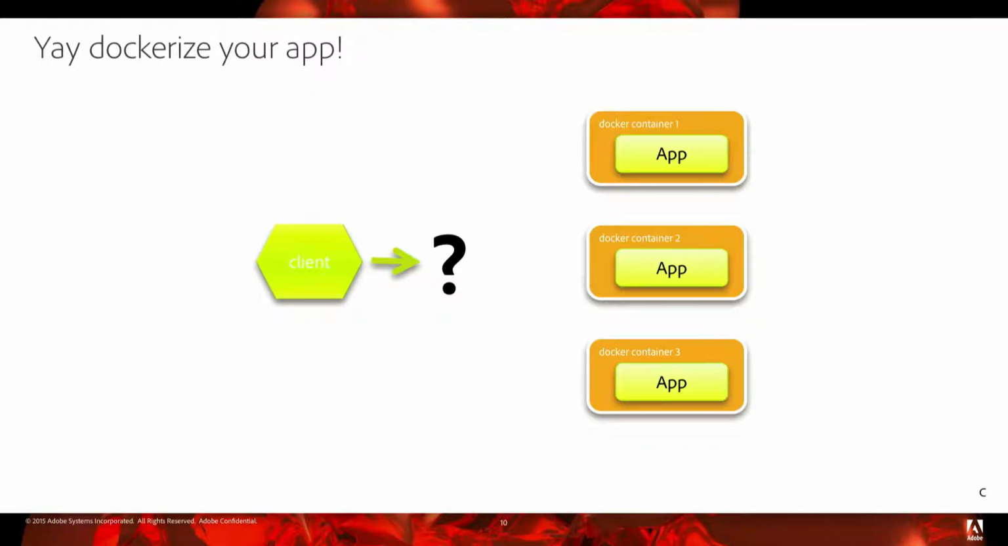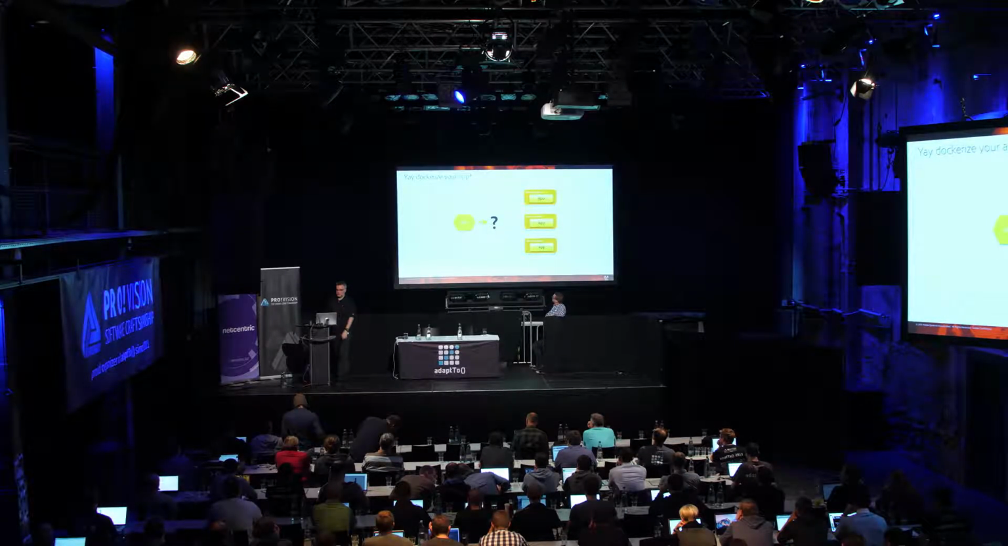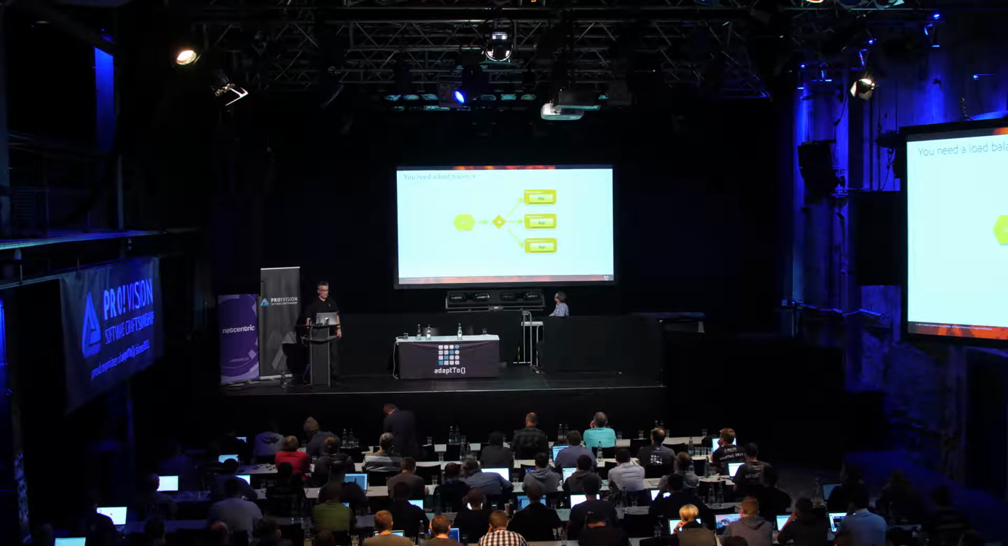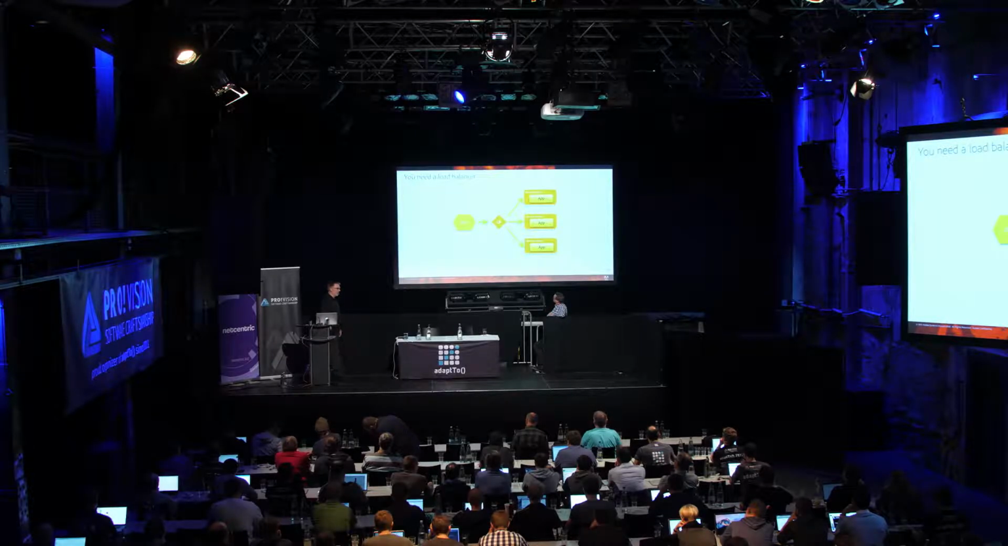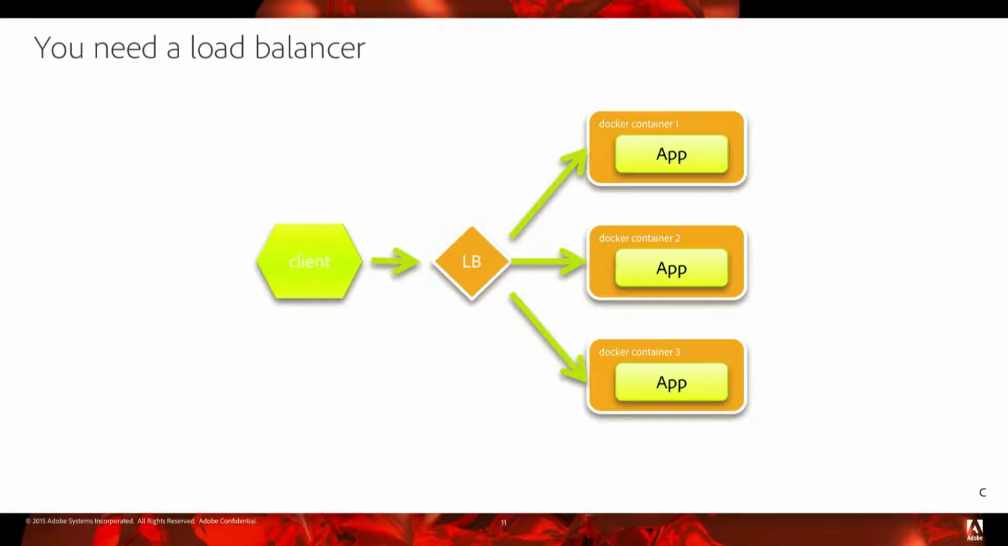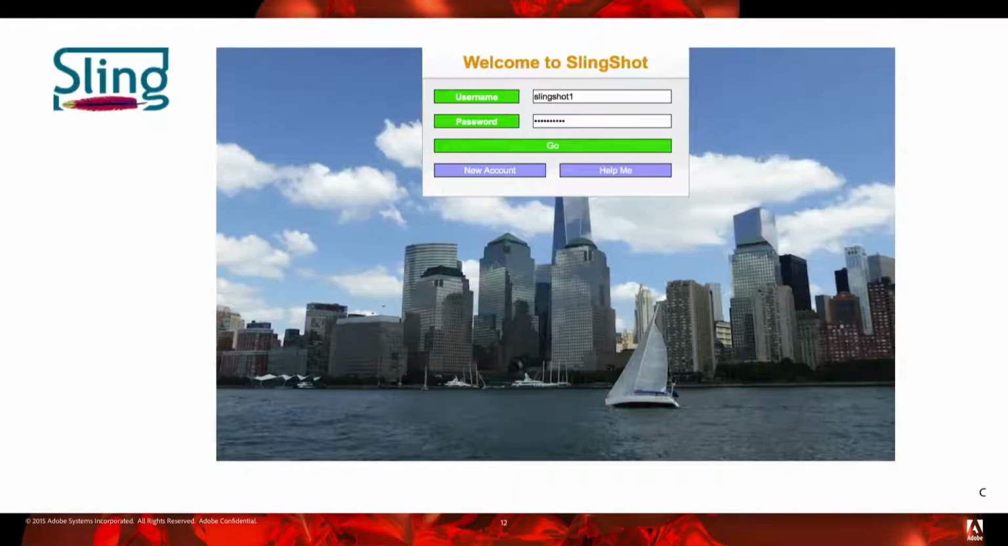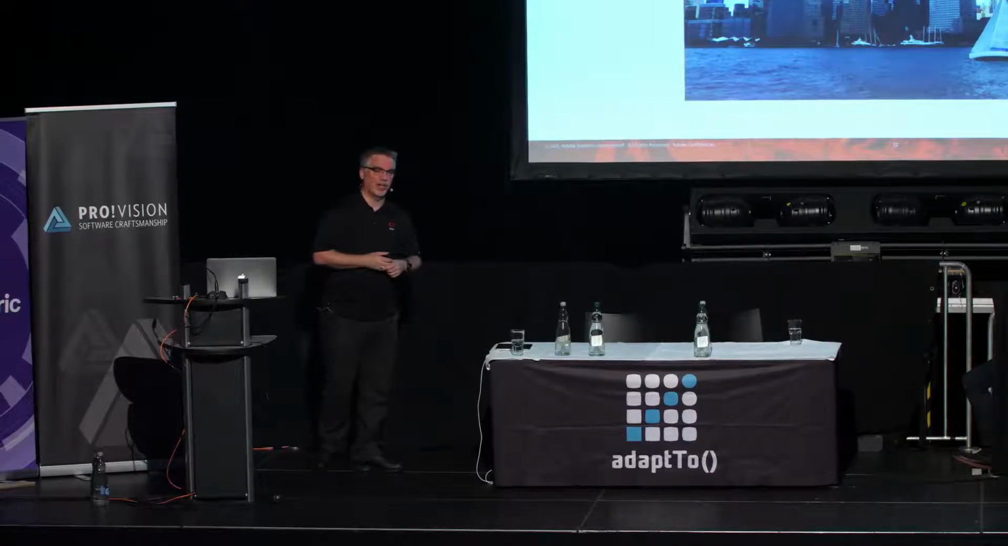But this is only one part, because now you have your application running over there in 3 different containers. On the other hand, you have the user, and how does the user get now to one of these containers? And obviously what you need in between is some kind of load balancer, and that load balancer balances the load between these different containers. It's basically a simple setup, and we will see in some minutes how you can easily do that. And for example, if you want to have Sling running, you use the latest Sling 9 distribution, and then you have the slingshot example running in your container.